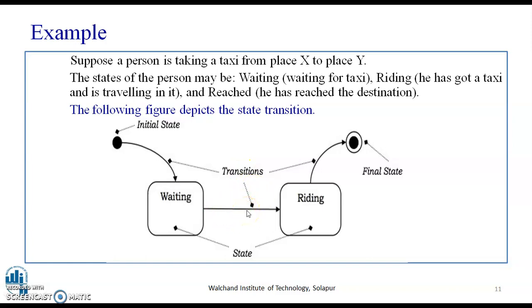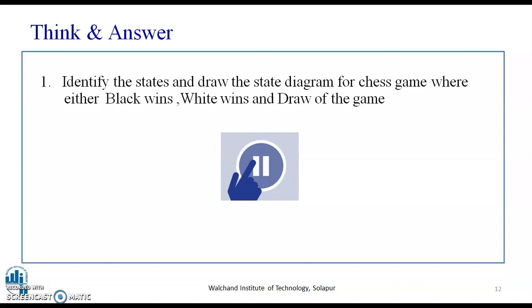Now, I hope the students have understood the graphical notations for the state diagram. The students are requested to pause the video for some time and identify the states and draw the state diagram for a chess game where either black wins, white wins, or the game is a draw. Pause the video for some time.